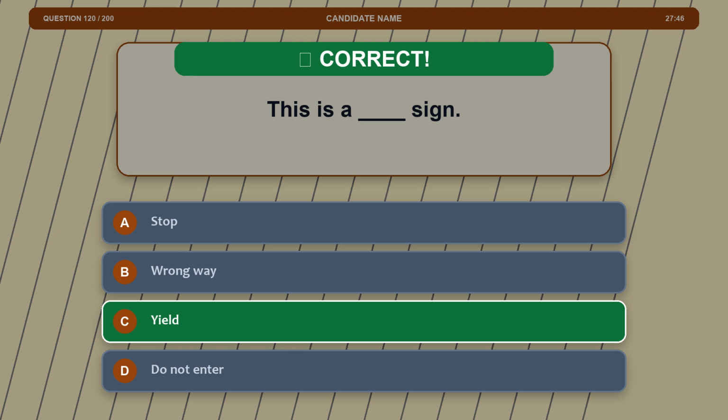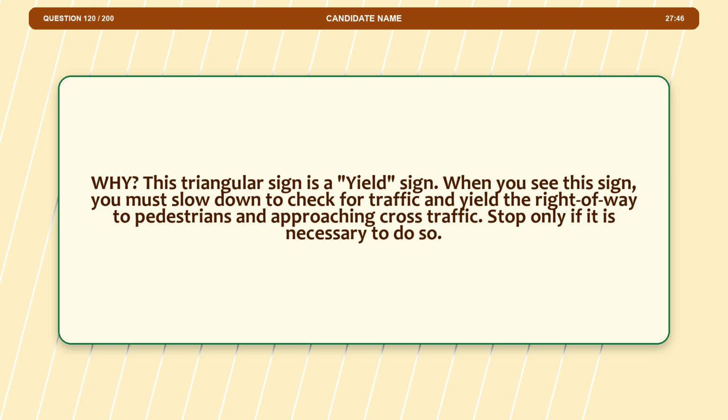The correct answer is option C, yield. Explanation: this triangular sign is a yield sign. When you see this sign, you must slow down to check for traffic and yield the right of way to pedestrians and approaching cross traffic. Stop only if it is necessary to do so.